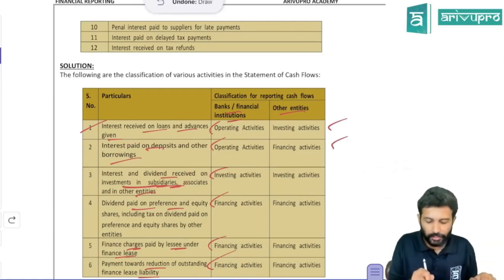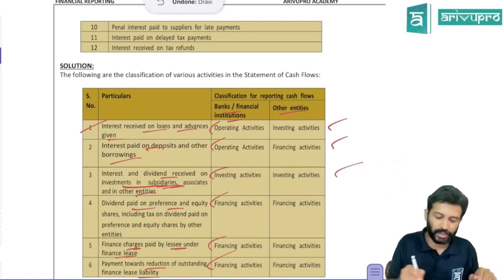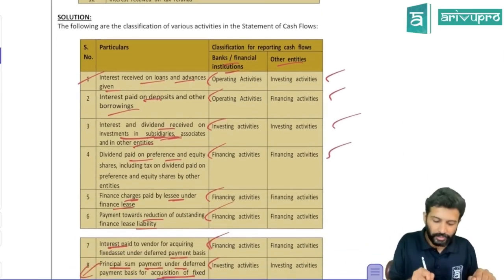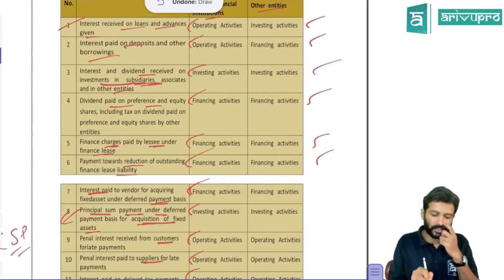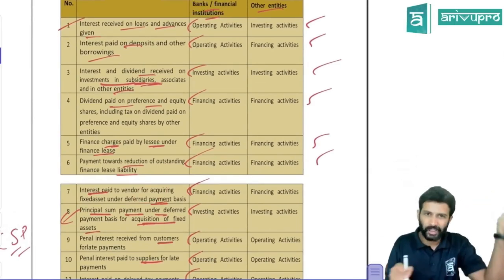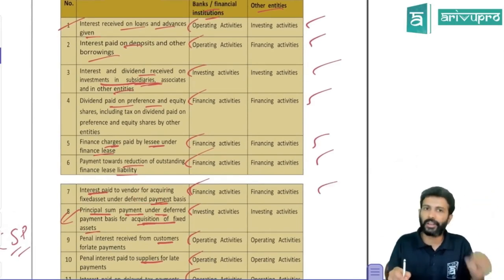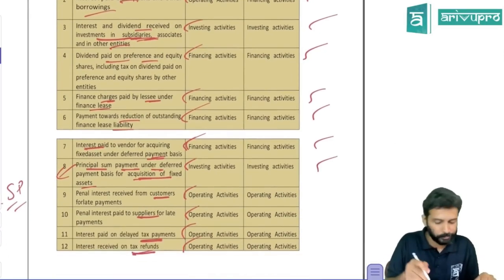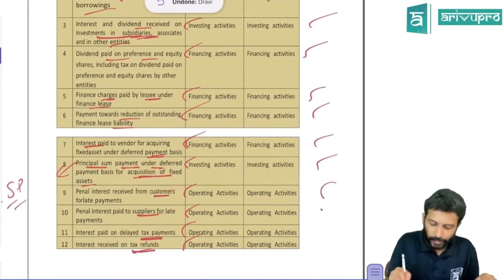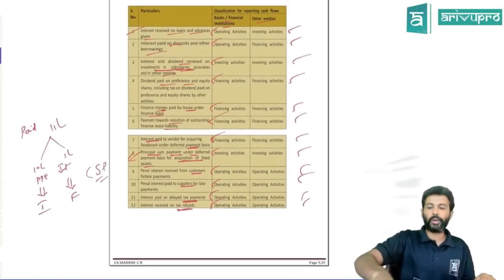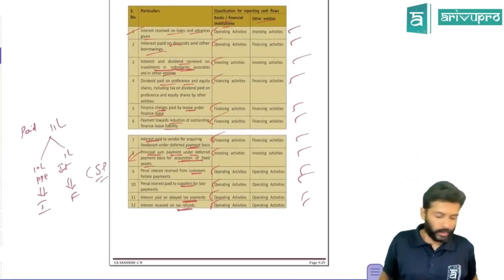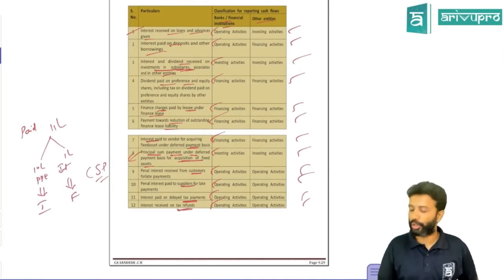Interest and dividend received on investment in a subsidiary, investing activity. Dividend paid, financing activity. Finance charges on both of these, financing activity. Same for interest paid to vendor for acquiring fixed assets on a deferred basis. Interest paid acts as a financing activity, but the principal portion will be an investing activity. Customer and supplier payments, operating activity. Income tax, again, operating activity. This is one more point about the classification. So with this, the cash flow statement question is also completed.